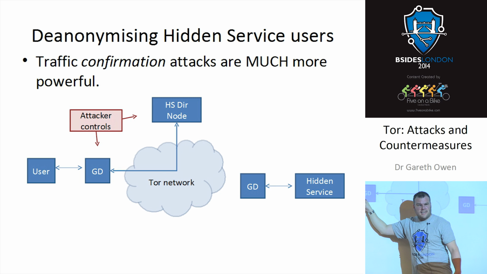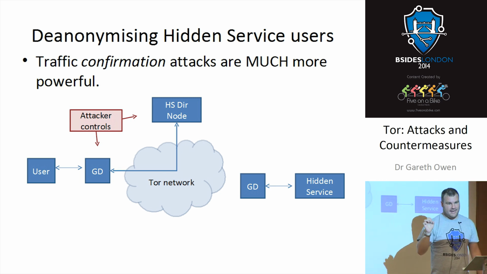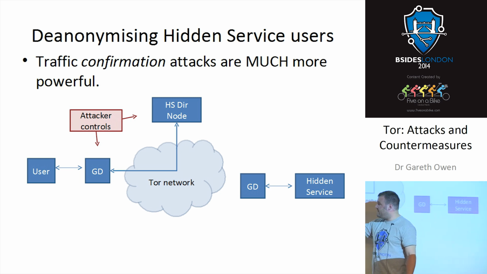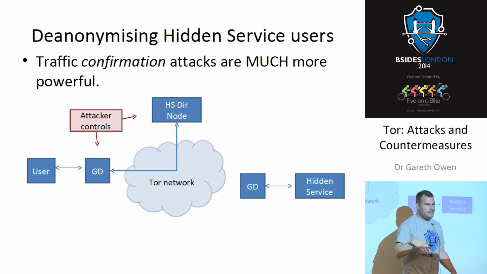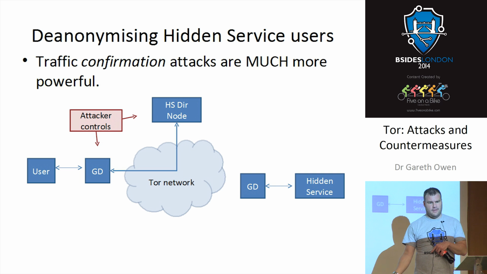Now, the guard node can't decrypt that traffic, but what we found is that if you send, for example, just 50 packets, exactly 50 packets, you can pick up the number of packets going down a particular circuit at the guard node. And you think, okay, well, what are the chances of there being another connection with exactly 50 packets coming through?